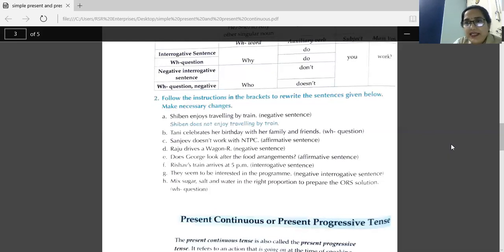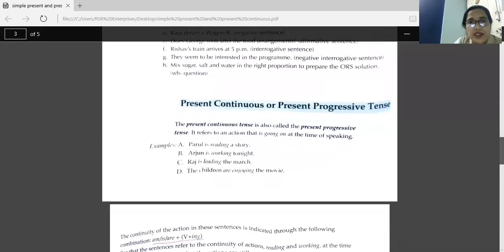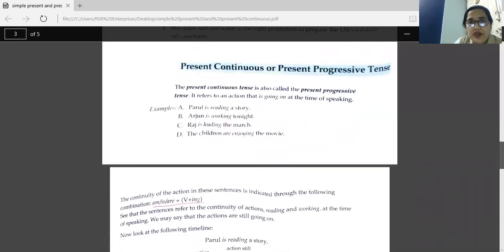So these exercises related to the simple present tense. I hope you have understood. Now let's move on to present continuous, or we call it present progressive tense. Let's see what it is.